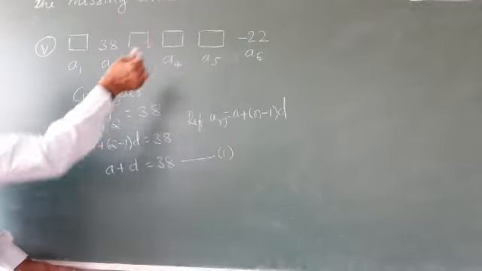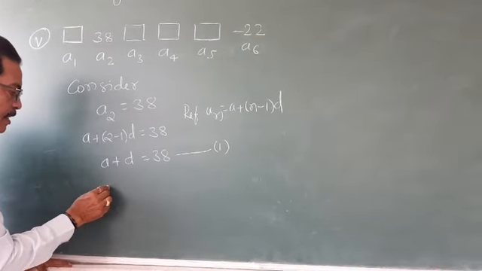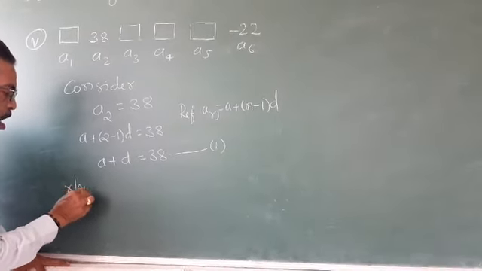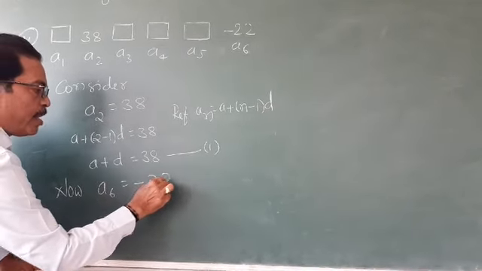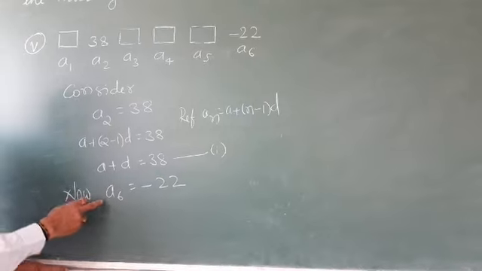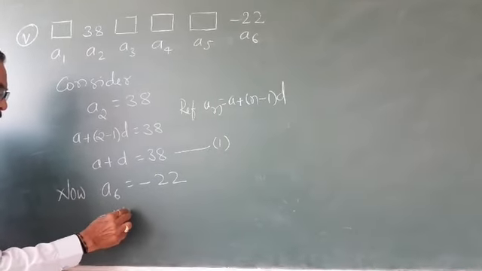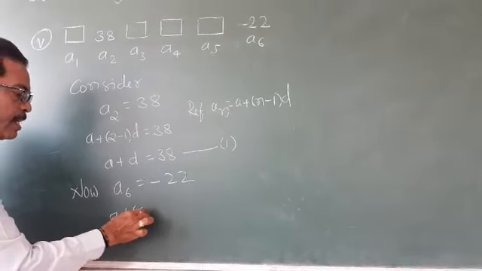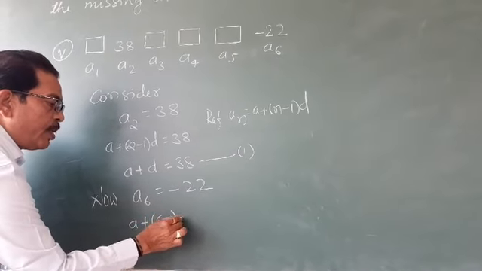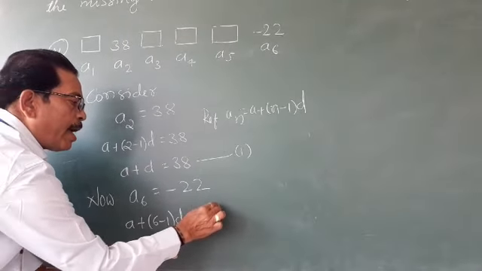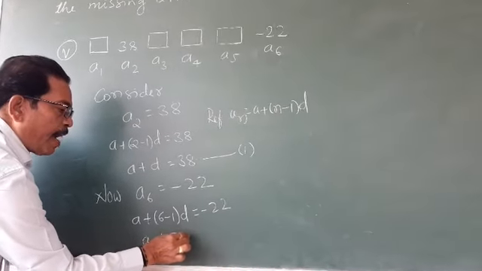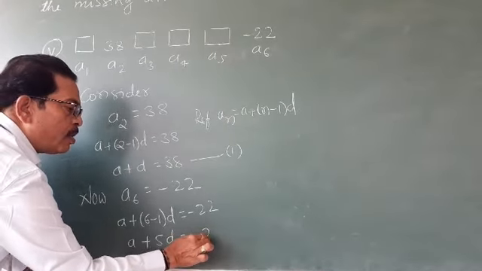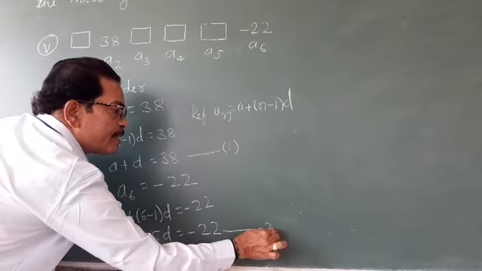Then let us consider A6. Now A6 equals minus 22. What is the meaning of A6? a plus (6 minus 1) into d equals minus 22. That is a plus 5d equals minus 22. Second one.